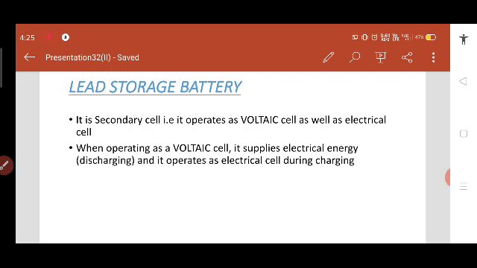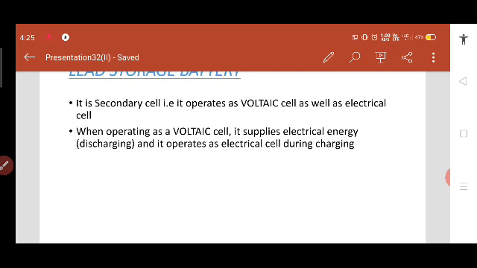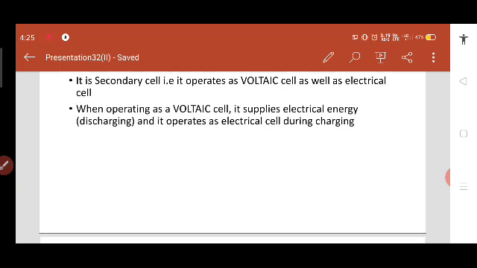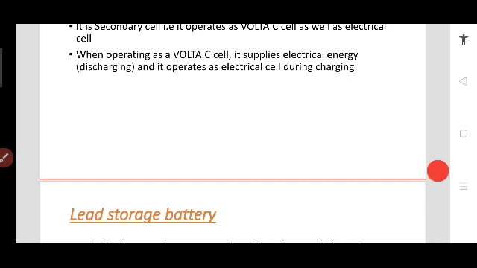So, dear students, remember once again, the lead storage battery is a secondary cell, that is, it operates as a voltaic cell as well as an electrolytic cell. When operating as a voltaic cell, it supplies electrical energy, which means that during discharging it acts as a galvanic or voltaic cell, and it operates as an electrolytic cell during charging. So whenever it is being recharged, it acts as an electrolytic cell.